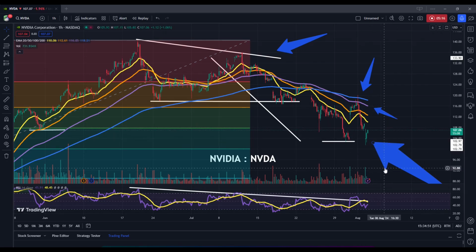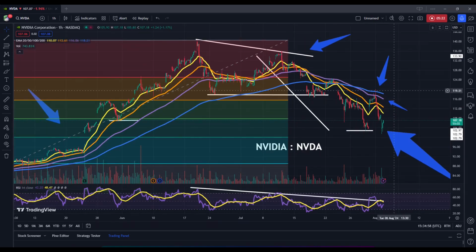So going forward, what I would really need to see in order to revise this outlook would be to see a break back above 120. Currently, we're not really close to trading at that level at the moment. We're trading right around 107 at the time of writing.